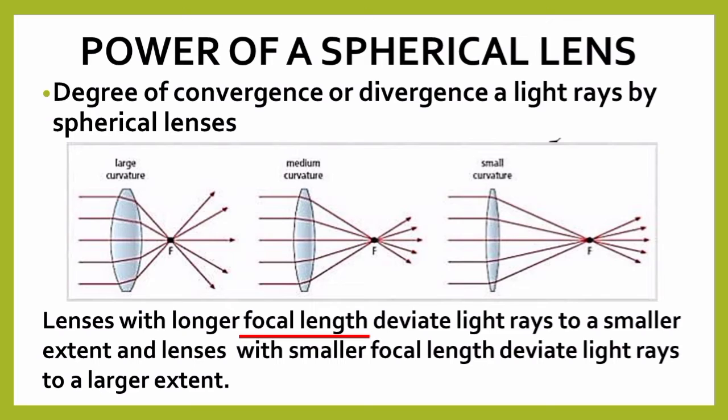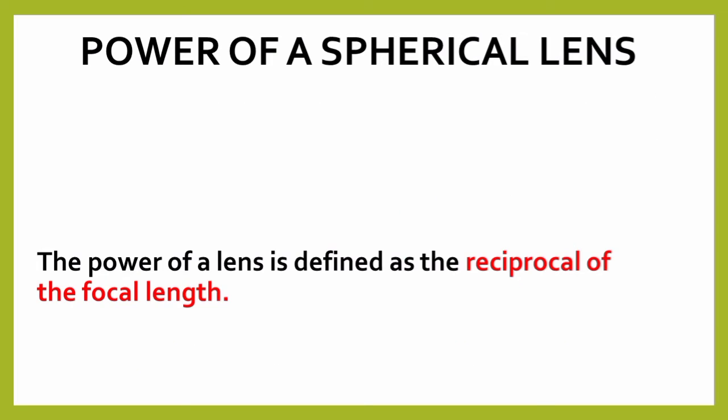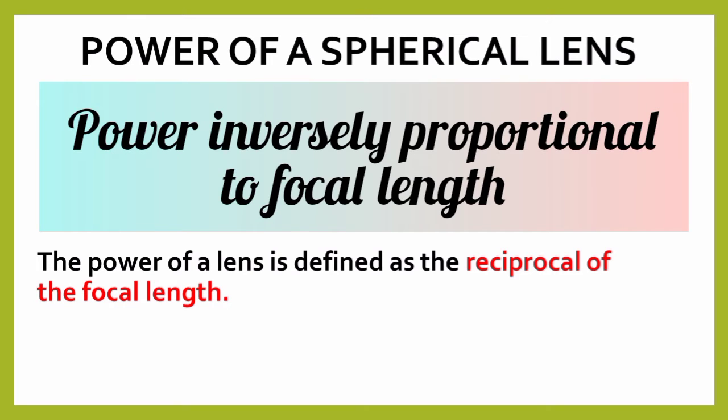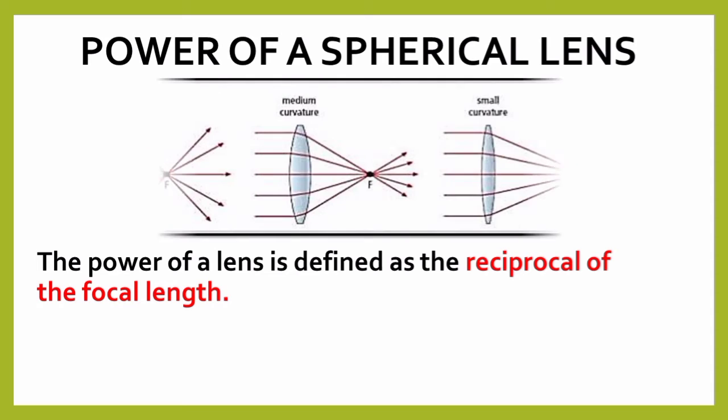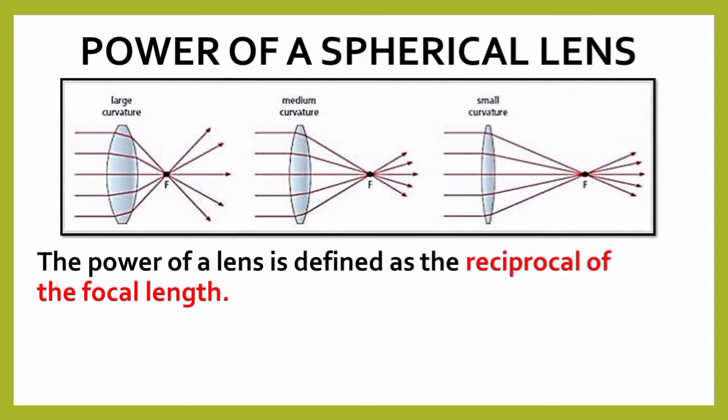Power is inversely proportional to focal length. When focal length increases, power decreases. Hence, power of the lens can also be defined as the reciprocal of focal length.